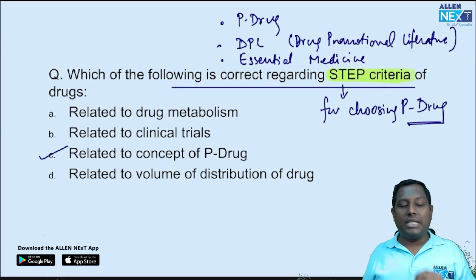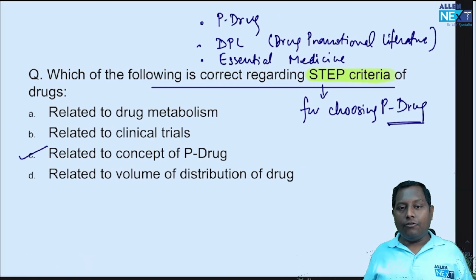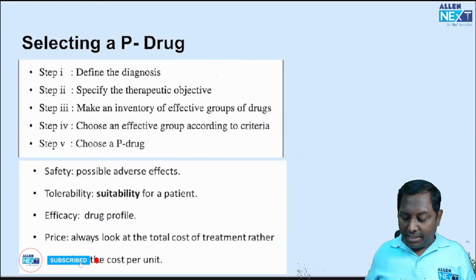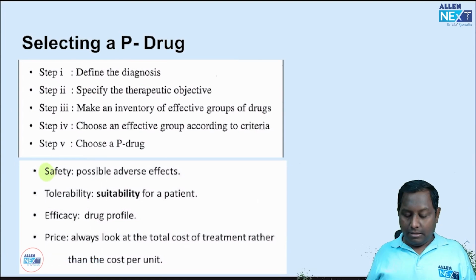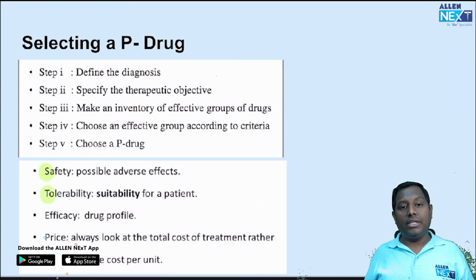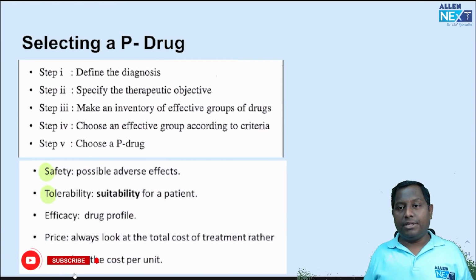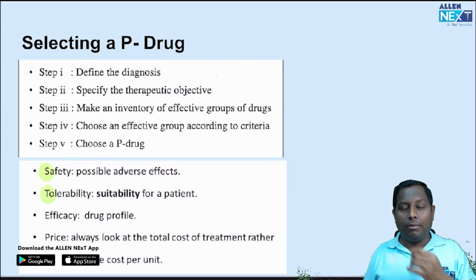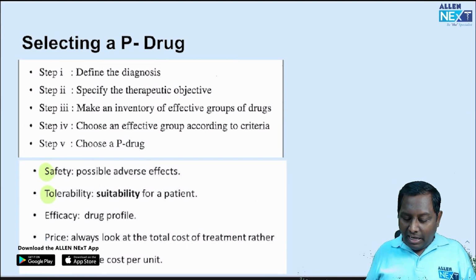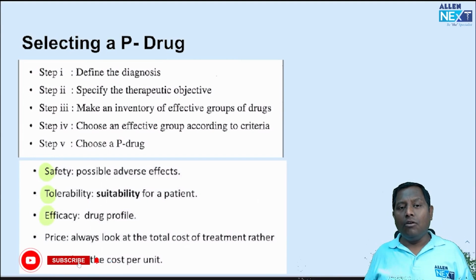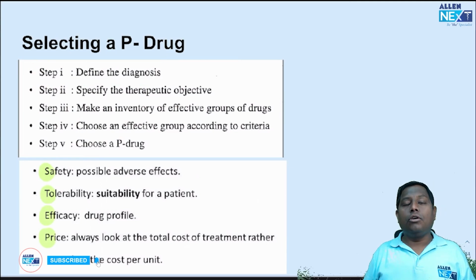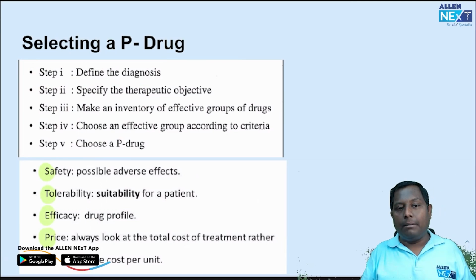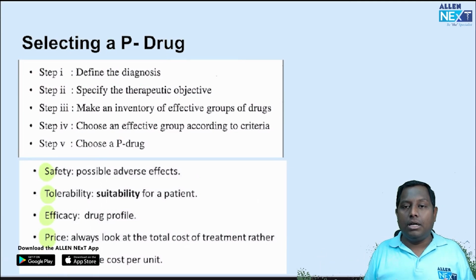तो P ड्रग को चुनने के लिए हमारे पास बहुत सारे तरीके हैं, and the criteria that we are using is the STEP criteria: safety, tolerability, whether the patient will be able to tolerate or not, whether the patient will be able to take it or not, suitability of the patient, like for example if you have to choose oral drug versus per rectal drug, so you'll be choosing oral because oral will be more suitable for the patient, it will be easier for him, and efficacy, how effective is the drug, and cost should always be considered not in terms of per tablet but in terms of entire cost of the therapy.